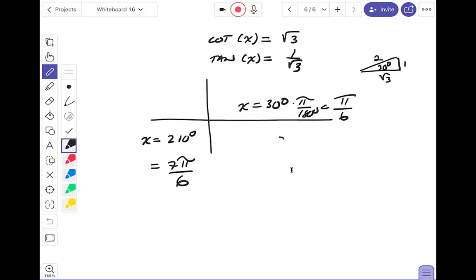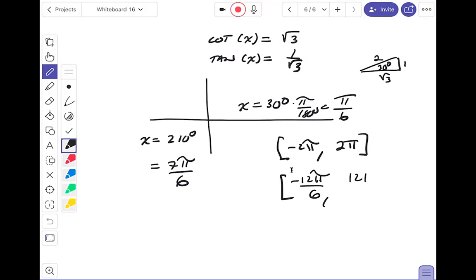Here's the deal, though. You got to stick between. Let me go back to my notes to make sure I'm saying this, what they said they want to stick between. I got to be careful here. Oh, minus 2 pi and 2 pi. I'm going to write this in terms of 6. So minus 12 pi over 6 and 12 pi over 6. Clearly, pi over 6 and 7 pi over 6 is there.